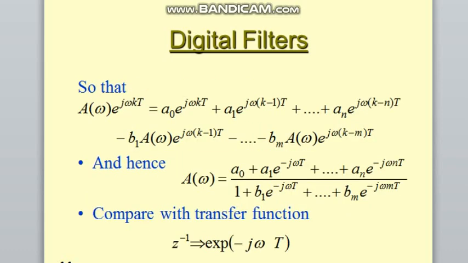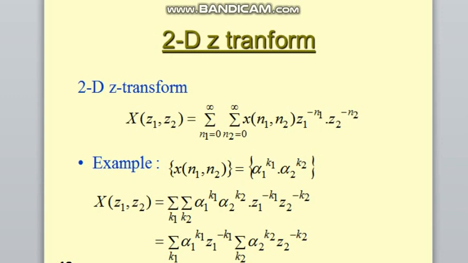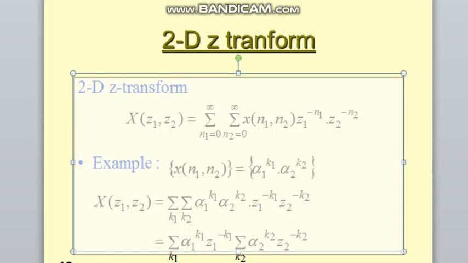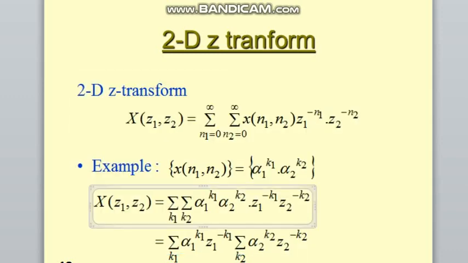So you can write the equation like that, and after that you get this type of value with numerator and denominator sections. Compare with the transfer function z to the power minus 1 exponential minus z omega T. So there is a 2D z transform. As you can see, 2D means that two functions are there, z1 and z2. That is a 2D z transform equation, and there is an example solving these equations in 2D form.